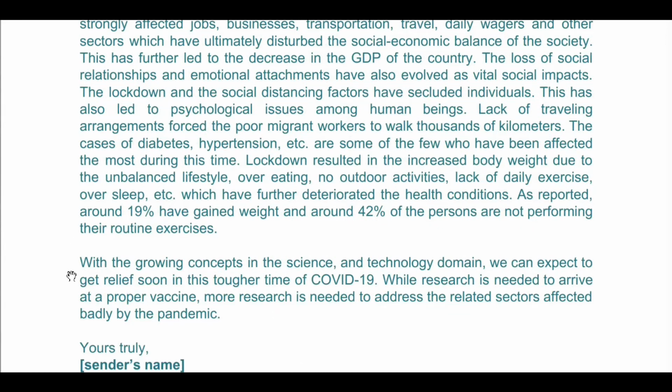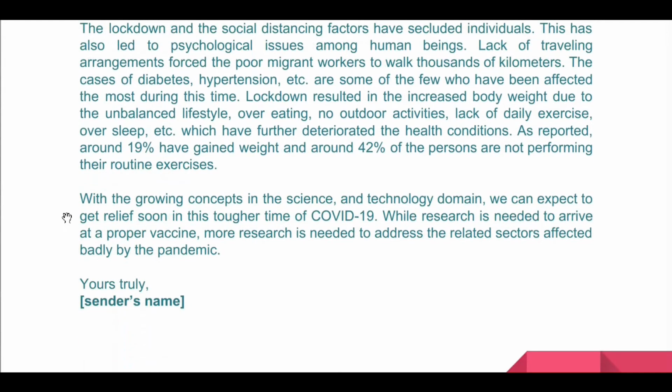After that, you have to leave a line and write the concluding paragraph, the closing paragraph. With the growing concepts in the science and technology domain, we can expect to get relief soon in this tougher time of COVID-19. While research is needed to arrive at a proper vaccine, more research is needed to address the related sectors affected badly by the pandemic. So your conclusion should be short and crisp.